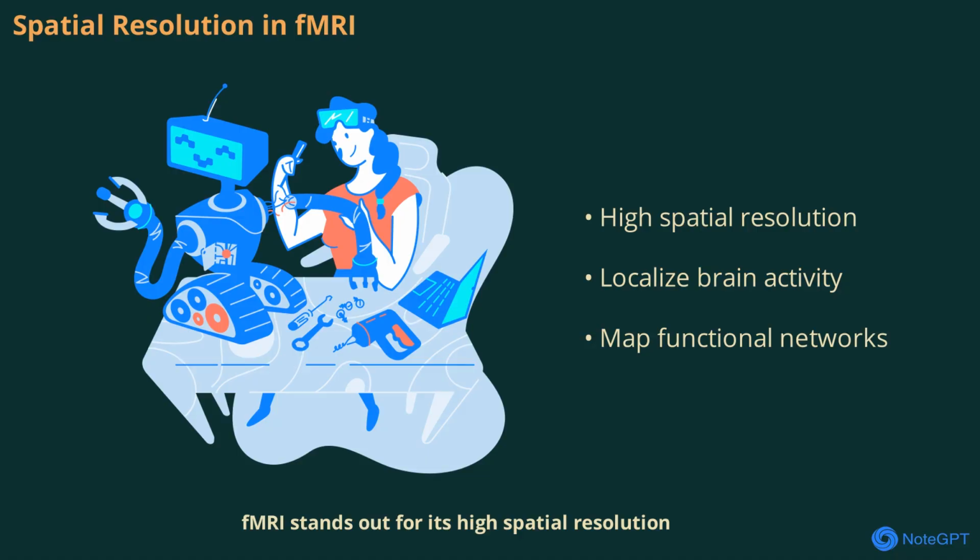fMRI stands out for its high spatial resolution, allowing researchers to localize brain activity to specific regions or even subregions. This makes fMRI a powerful tool for mapping functional networks and understanding the neural basis of complex behaviors.